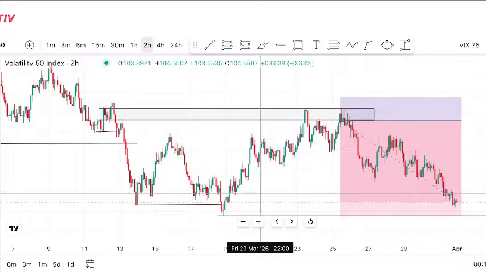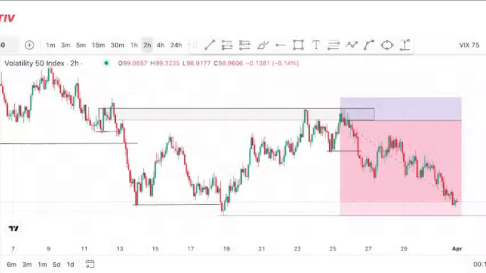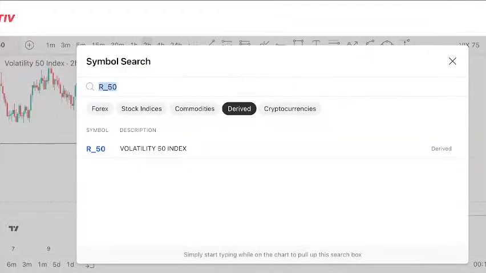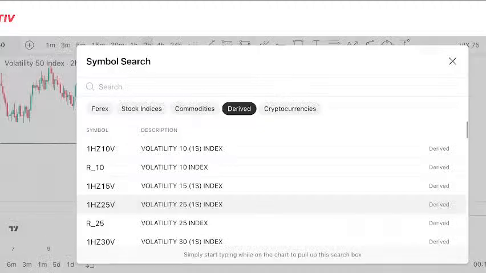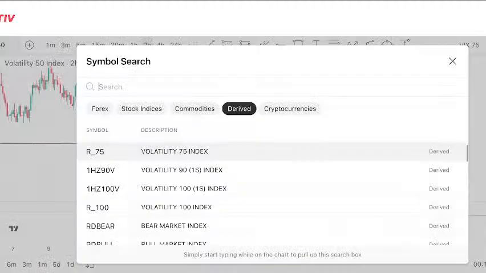So tonight I'm just going to be doing analysis on both synthetic indices assets and the forex assets. So let me check what is happening on volatility 75 index.